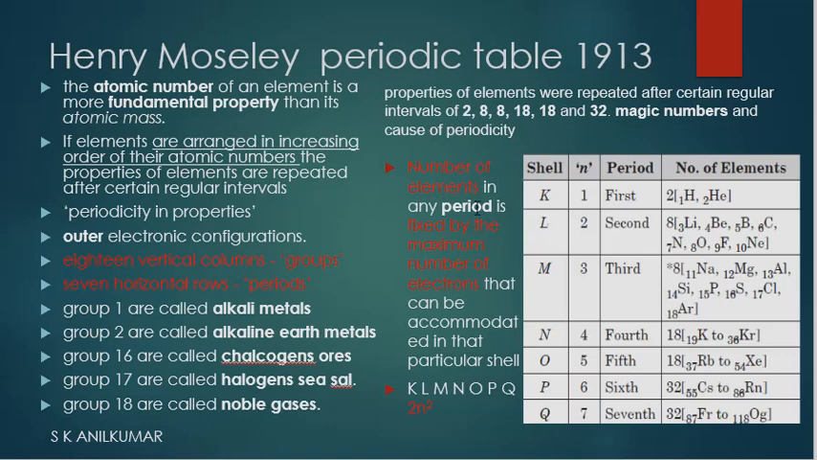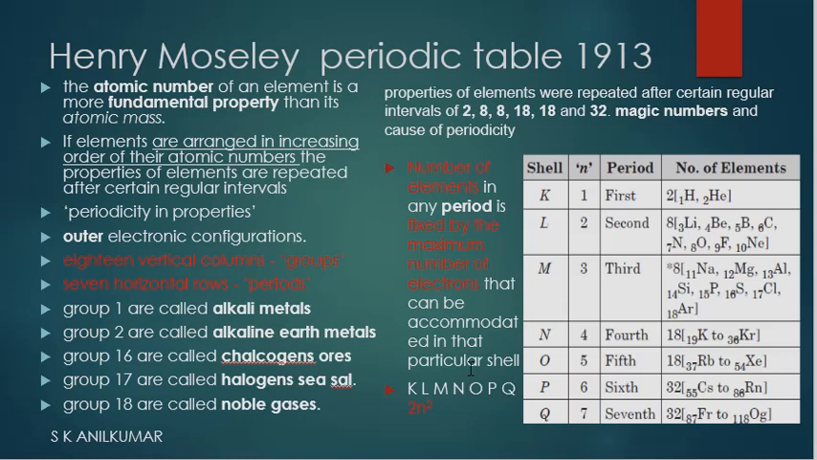The number of elements in any period is fixed by the number of electrons that can be accommodated in that particular shell. What is a shell? A shell is an orbit around the nucleus on which an electron goes around the nucleus. How many shells are there? The shells are K, L, M, N, O, P, Q.